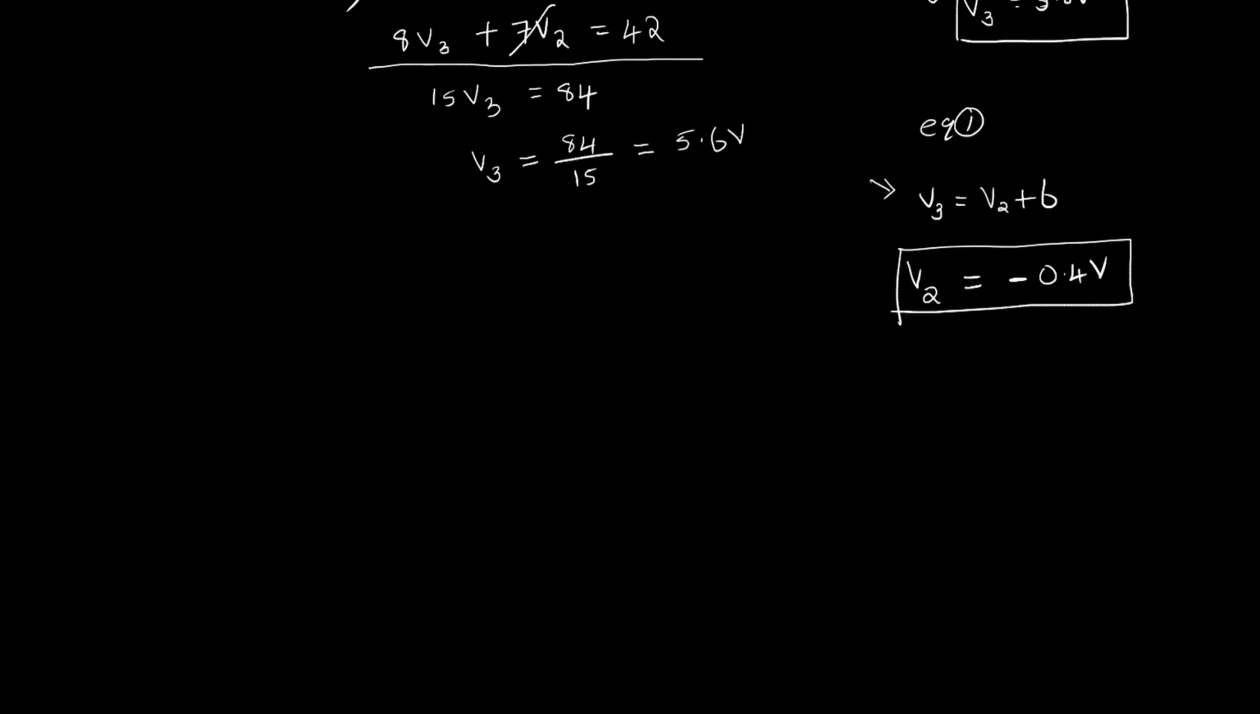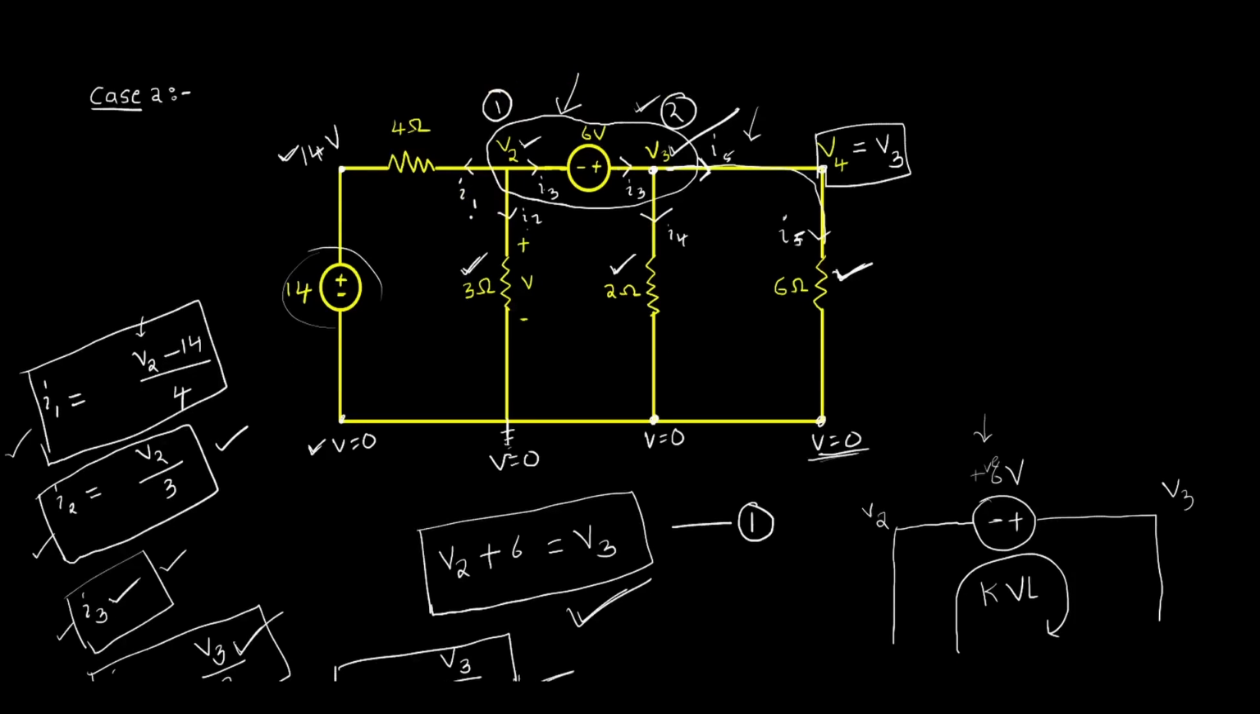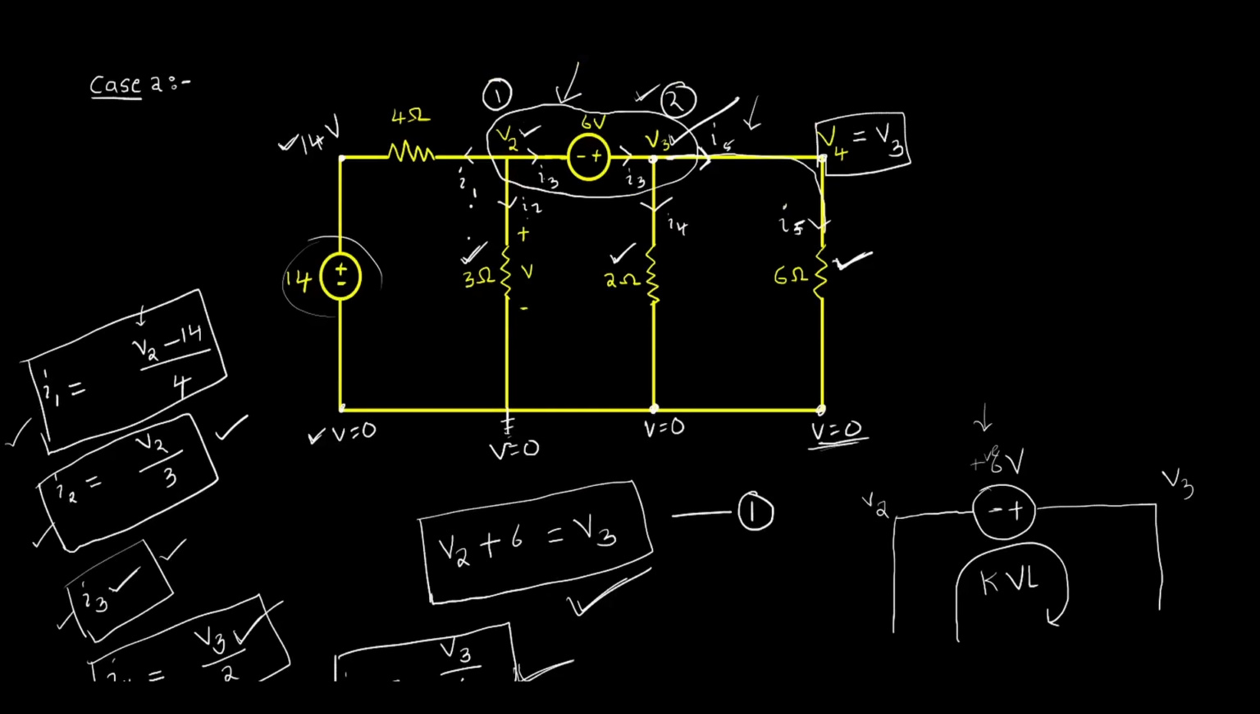So in this way we can solve the circuits having voltage sources and find the values of potential, the values of current, and any value that we are required to find. So these are the two cases that exist in nodal analysis with a voltage source.